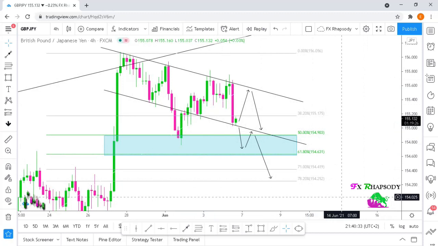Let's see if the British pound this week is going to make a move. And yeah, let's keep an eye on it.